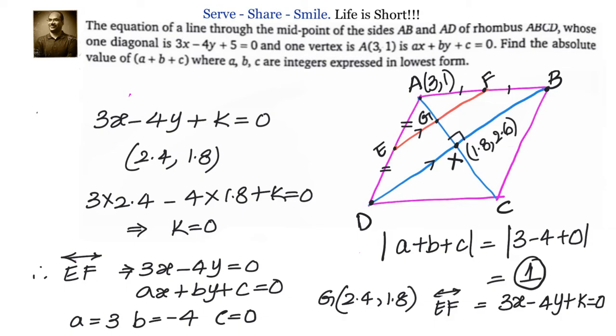Now we can go back to the equation of EF, 3x minus 4y plus k equals 0. We can substitute the coordinates of G, that is (2.4, 1.8), to find the value of k. So we know the equation of EF is 3x minus 4y plus 0 equals 0. Comparing this with ax plus by plus c equals 0, a equals 3, b equals minus 4 and c equals 0. So the absolute value of a plus b plus c is equal to 1.